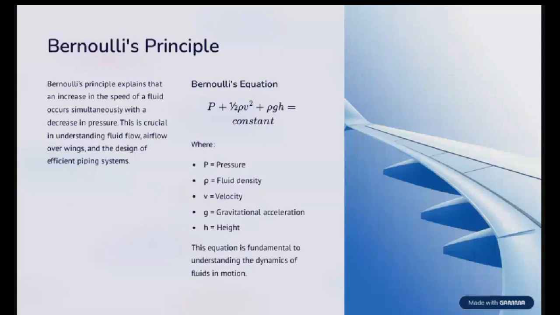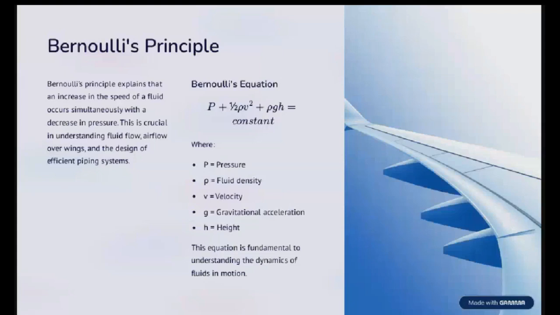Starting off, I'll be explaining Bernoulli's principle. This principle explains that an increase in speed of a fluid occurs simultaneously with a decrease in pressure. So what is this saying? When we have a fluid flowing within a pipe, if the speed of the fluid is increasing, the pressure within that system would decrease.